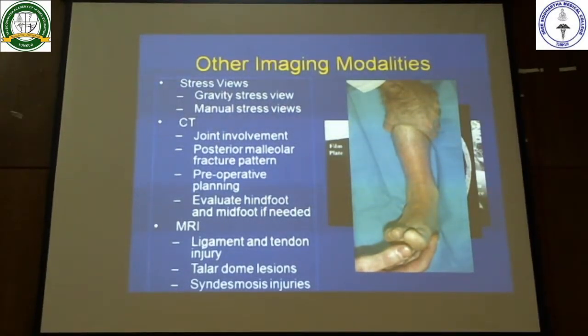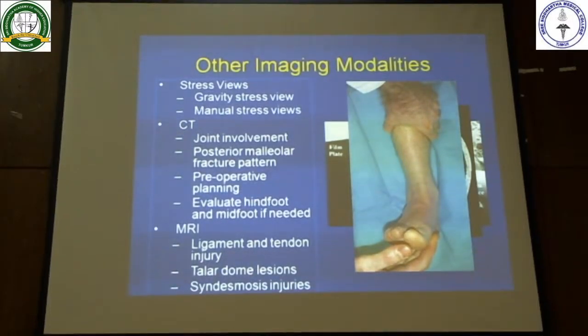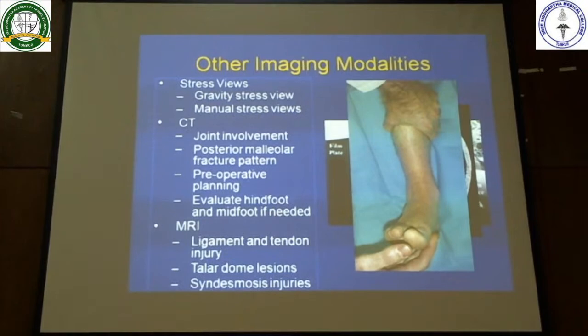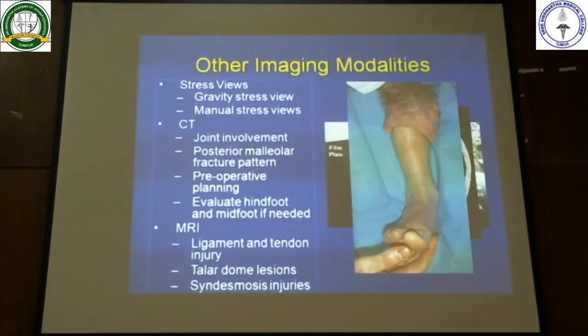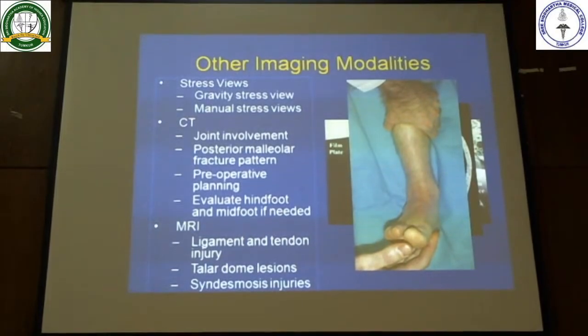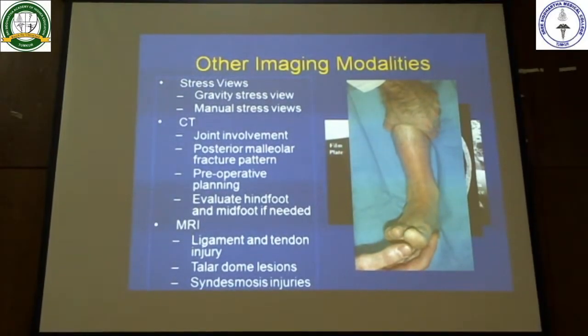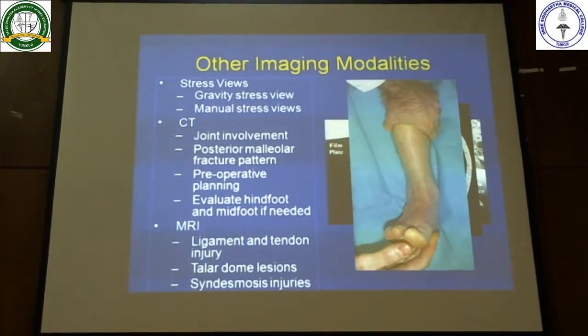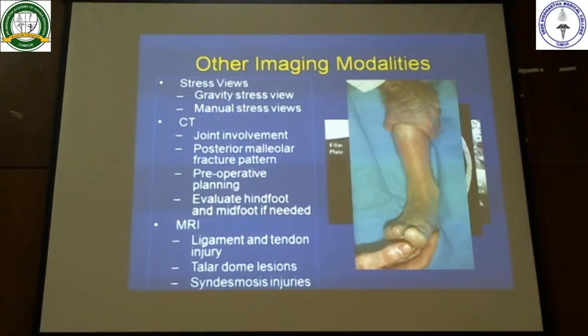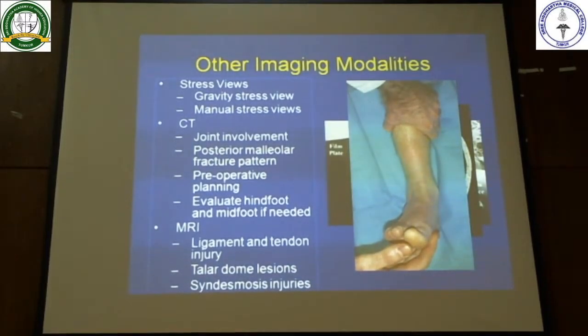Then of course you can go for a CT scan and MRI. Some important points are joint involvement, posterior malleolar fracture pattern, and preoperative planning, like evaluating the hindfoot and midfoot. All these things you can go for. Suspected soft tissue injuries and neurovascular compromise, all these things you can always go for a CT scan and MRI. For example, MRI shows ligament and tendon injury, talar dome lesions, and syndesmosis injuries. But of course the mainstay is all the three views which I already mentioned earlier.